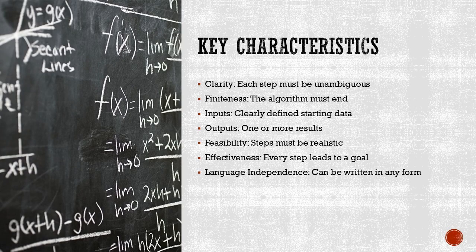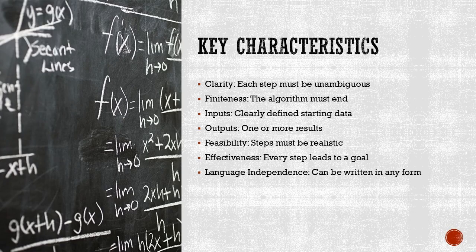It should also be feasible. The steps must be realistic and doable with the resources or tools available. And it needs to be effective. Each step must contribute towards solving the problem. Finally, it doesn't have to be written in code. An algorithm is language independent and can be written in plain English, pseudocode, or any format that communicates logic clearly.